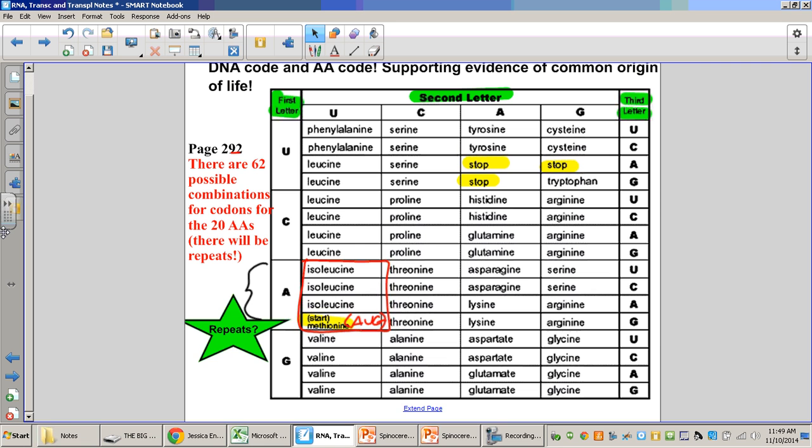Proline, good. So you went C, this row, C, this column, so you're in this region. And any of these, U, C, A, or G would have called for the same amino acid, right? Right, so I can have a mutation where instead of going CCC, I went CCU or CCA or CCG. I could have a mutation, and would it make a difference in the end? Nope, I'd make the same exact amino acid and then the same exact protein.